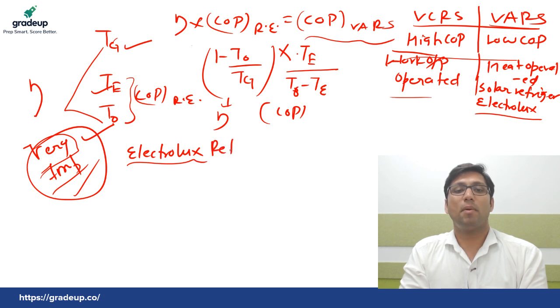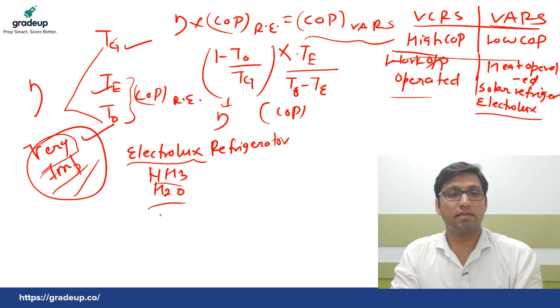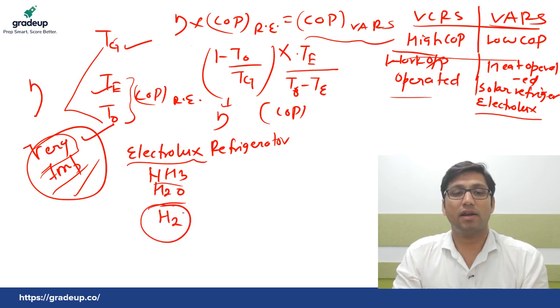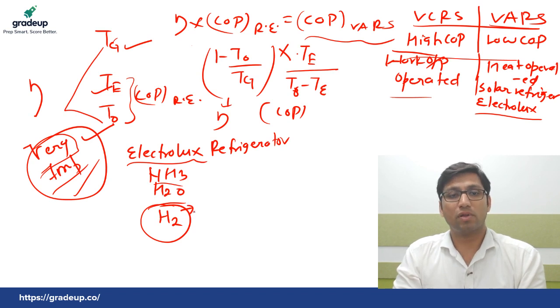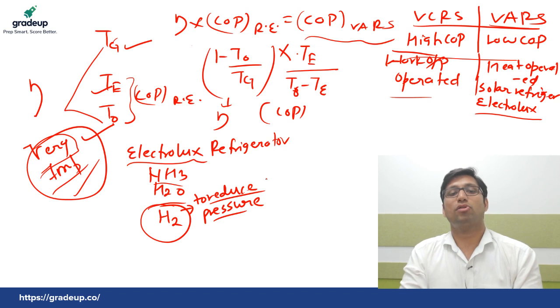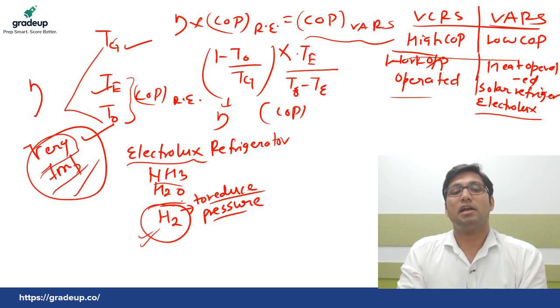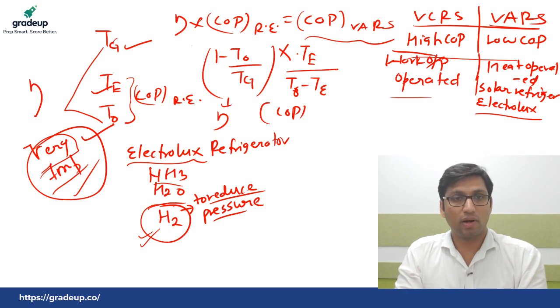In the Electrolux refrigerator, normally three working fluids are used. Ammonia and water are the common working fluids used in VRS. Along with that, hydrogen gas is also used in the Electrolux refrigerator. The purpose of using hydrogen gas is to reduce the pressure. To reduce the pressure of the refrigerant, we use hydrogen gas in the Electrolux refrigerator. This question can be asked in the exam: why is hydrogen gas used in the Electrolux refrigerator in the VRS system?